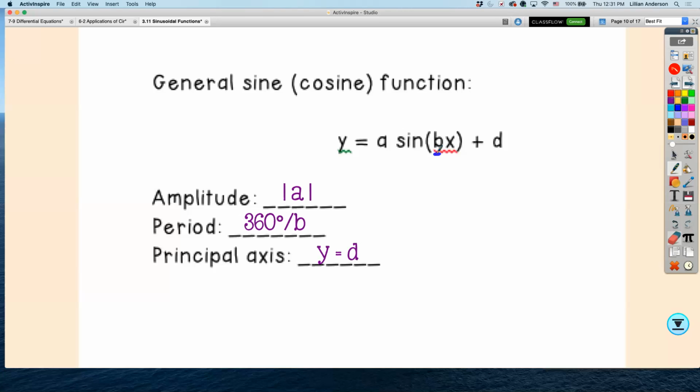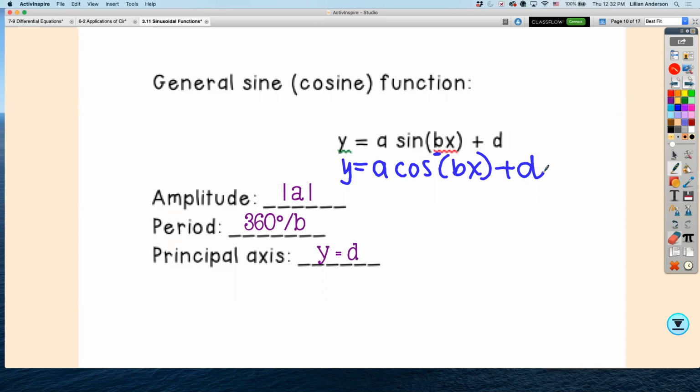Okay? And vice versa, I could find my equation from the graph by using these formulas as well. Just make sure everybody understands the general equation for sine and cosine. So cosine would be the exact same thing. I just trade out the sine for cosine. It's the exact same thing.